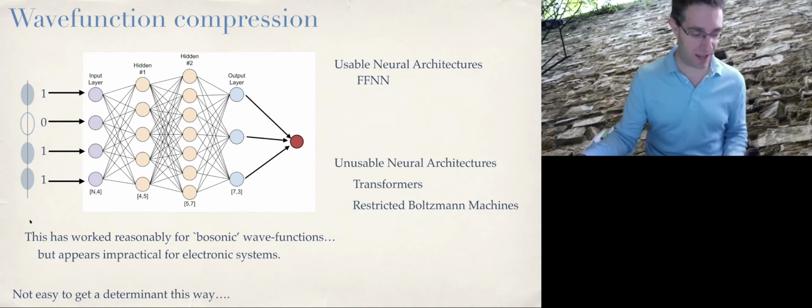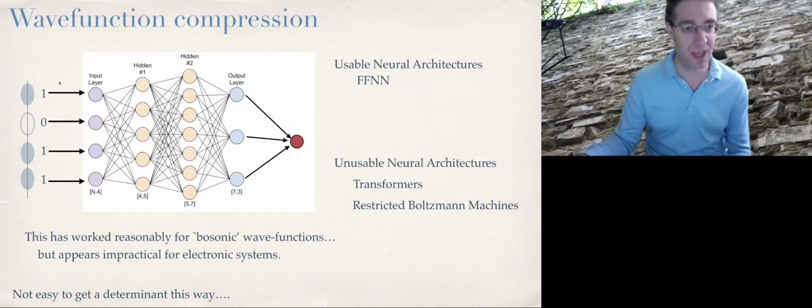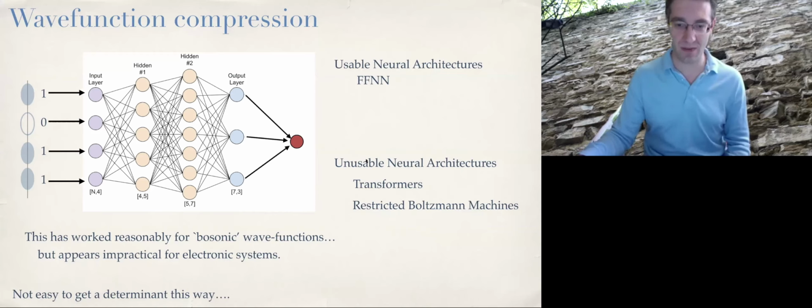So here's the game. You have a configuration, electron, no electron, electron, electron, map it to some binary number. And then you just feed it through some feed-forward neural network. And at the end, it spits out some number. You say, great, that is the compression. I have some deep neural architecture. That is the compression of my wave function.